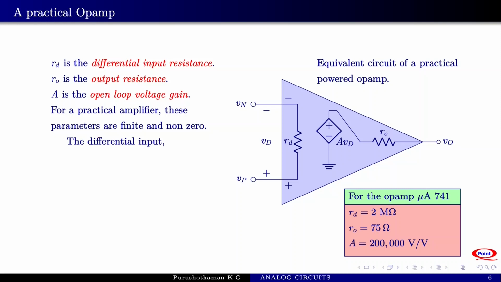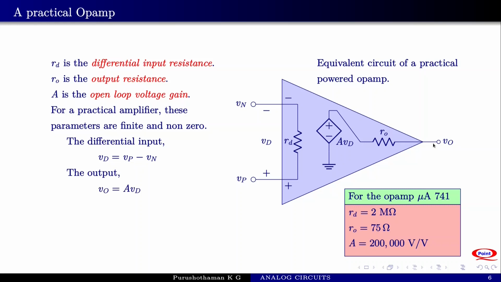The differential input is defined as Vd. The operational amplifier amplifies the differential input, or difference between two inputs. The differential input is defined as Vp minus Vn. The amplifier amplifies this difference to produce an output. The output is given by A Vd.